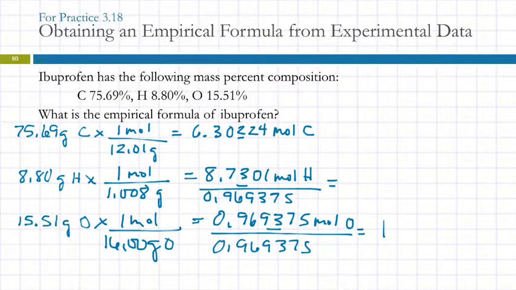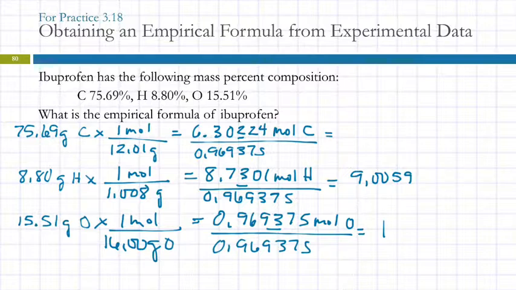$9.0059. And then 6.30224 divided by 0.969375 equals 6.5013.